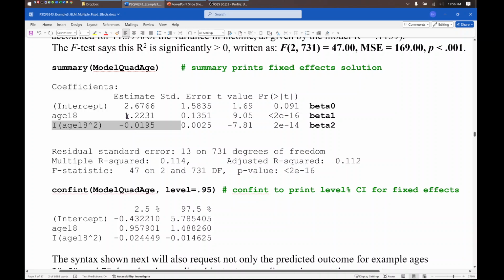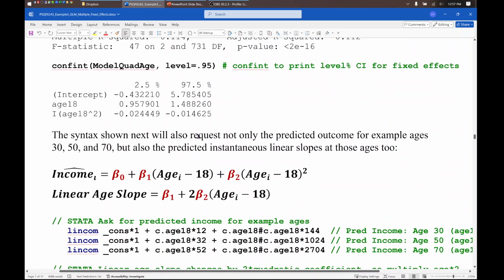So in this case, I would say the positive linear age slope becomes significantly less positive, meaning it is slowing down by negative 0.02 times 2. So multiplying the quadratic slope by 2 is the trick here. So for every additional year of age, this positive slope becomes less positive by about 0.04 in total, if I'm rounding here. Here are the corresponding confidence intervals as well.